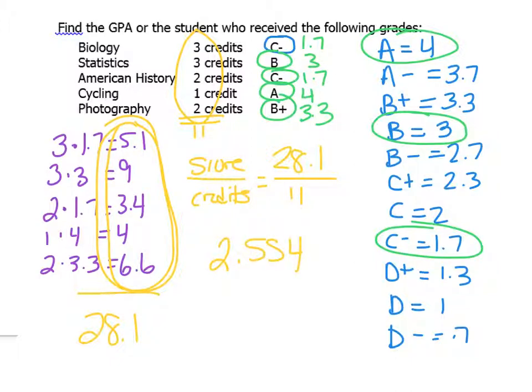2.554, which would be a 2.55, because the 4 tells you to keep the 5 the same. A 2.55 GPA is what the student would have earned. So again, those are some examples of how to calculate grades based on weighted averages.